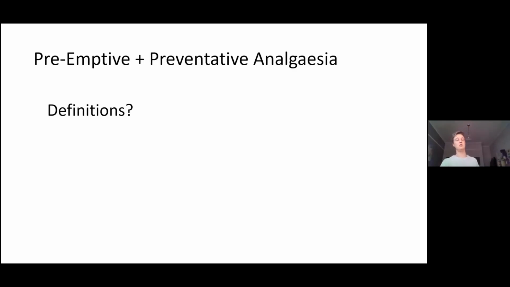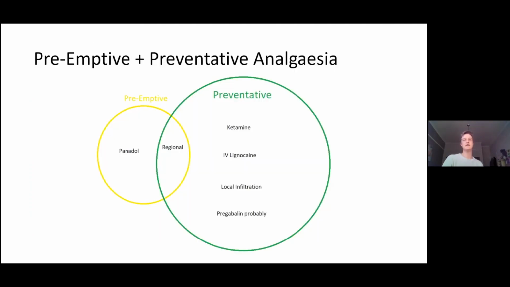Cool. So your definition for preventative is perfect. Your definition for preemptive, I would just adjust ever so slightly to say that it is more effective when given prior to the noxious input compared to given afterwards. As opposed to any drug that you give before the noxious input being therefore preemptive. And that's another Venn diagram of how they relate to one another.